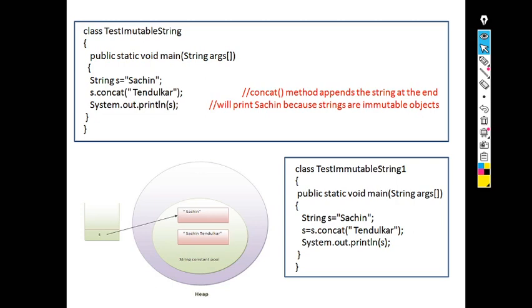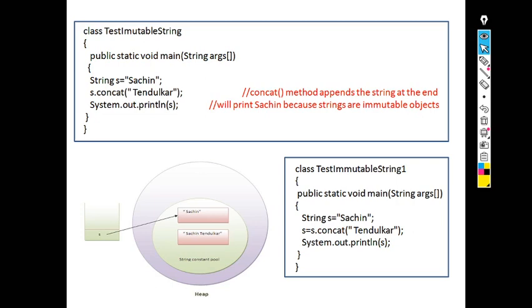Now, by this example you will understand why we say string is an immutable object. Here you can see in public static void main we have written string S equals Sachin and S dot concat Tendulkar, and we are going to print System.out.println S. So, look at the picture. Here we can see that S is pointing to Sachin, and whenever you write S dot concat Tendulkar, it is not going to change your string S, meaning the value of string S. It is not going to concat Tendulkar after the string Sachin.